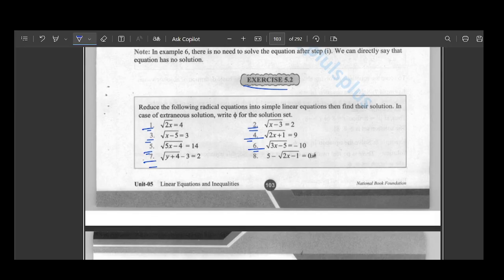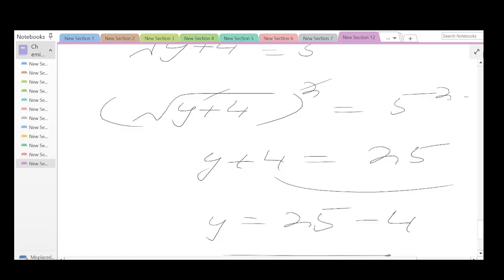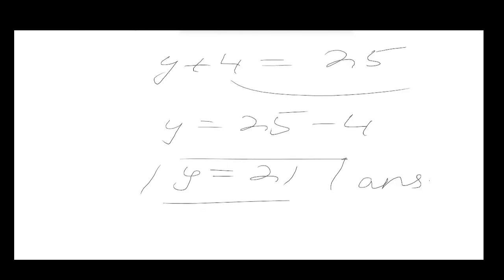Now let's move on to question number 8. Question number 8 is the same as question number 7, just the values have been swapped. So now we have 5 minus the square root of 2x minus 1, and that is equal to 0. So how can we tackle this problem? Let's write the expression first. What do we have here? We have 5 minus radical 2x minus 1, and that is equal to 0.